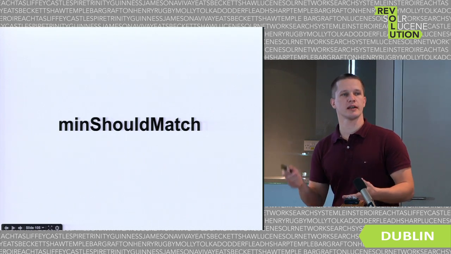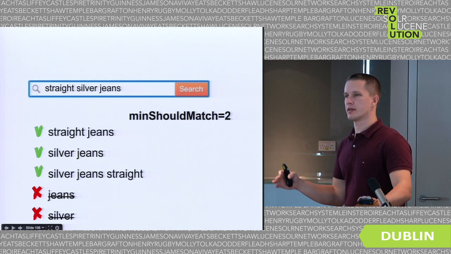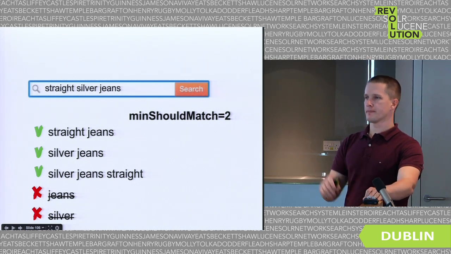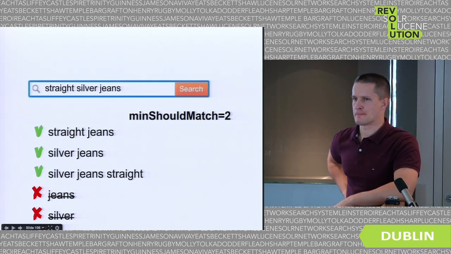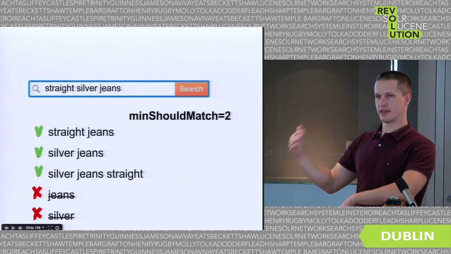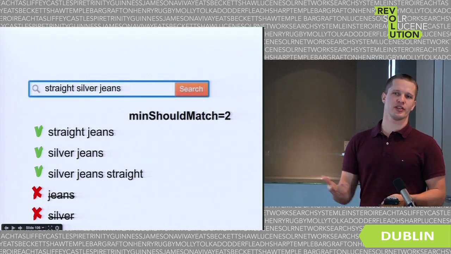So do you have an idea how min should match can be implemented in Lucene queries, given the algorithms which we saw before? How to make disjunction queries stricter? How to cut off weaker matches from a disjunction query?